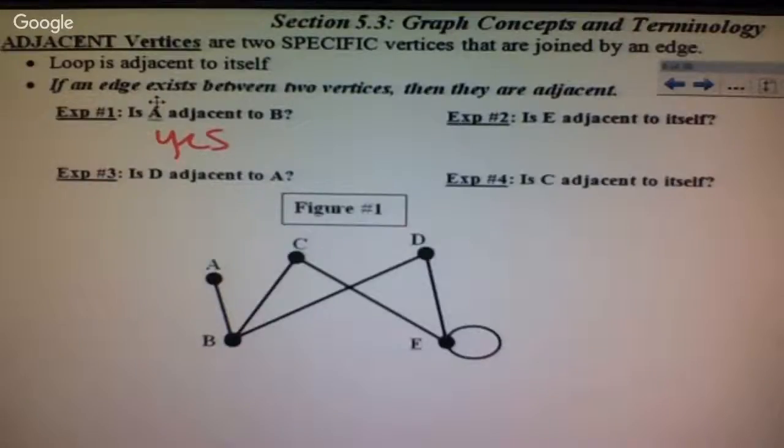Is E adjacent to itself? Yes. A loop makes it adjacent to itself. If there is a loop at that point, then it is adjacent to itself. So yes, because it's a loop. Okay, so if you need that extra explanation, it's a loop, so it's adjacent to itself. Is D adjacent to A? No, there's no direct line that connects the two. And finally, is C adjacent to itself? No, there's no loop.